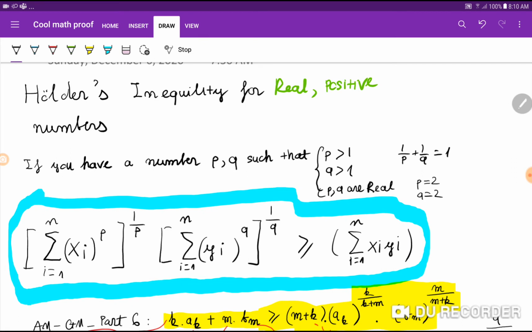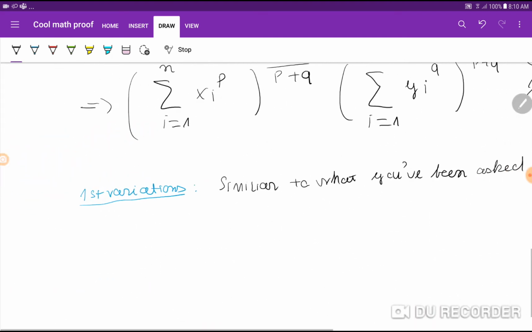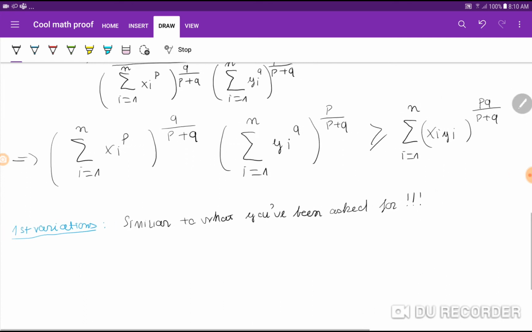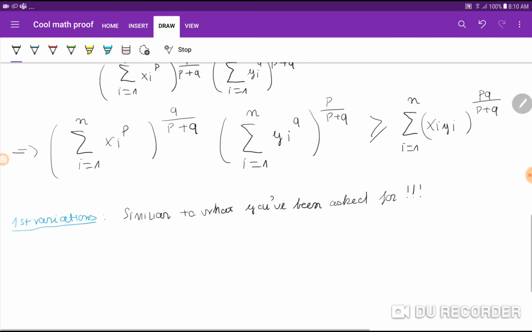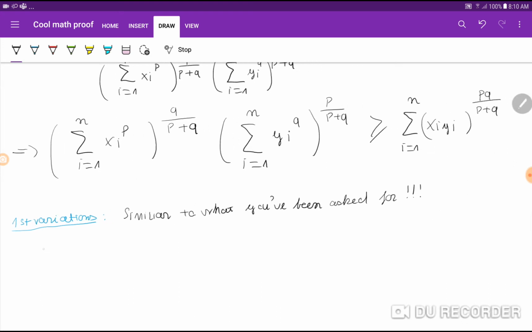So what I'm gonna do is set the constraint right there. You have to make it similar to what the problem asks you. That's how you get an A. You have to arrive at exactly the result that the problem gives you. So you set the constraint: let 1 over P plus 1 over Q equal 1.